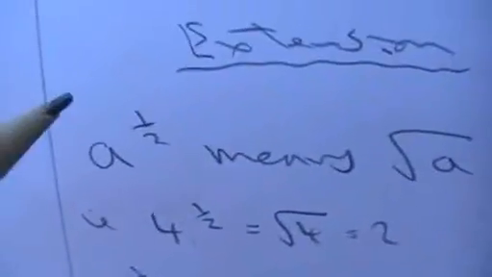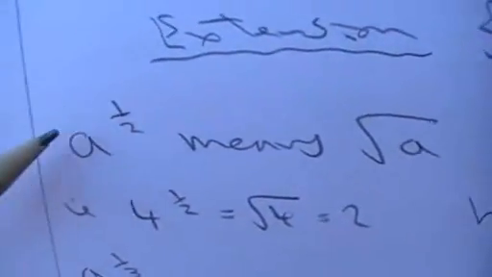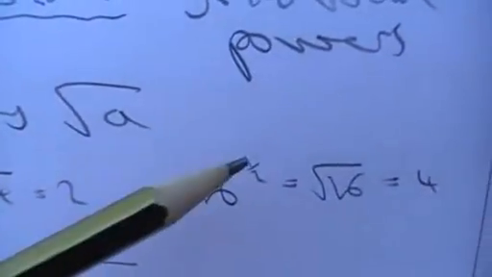Right, now an extension only for the brave. Okay, now this is fractional powers. To the power of a half doesn't mean it's a half of it, it means the square root. So 4 to the power of a half is the square root of 4, which is 2. 16 to the power of a half is the square root of 16, which is 4.